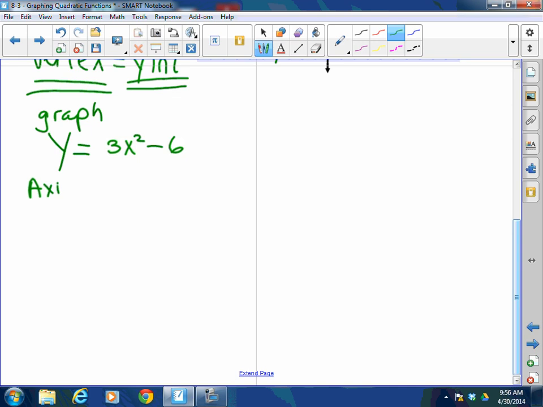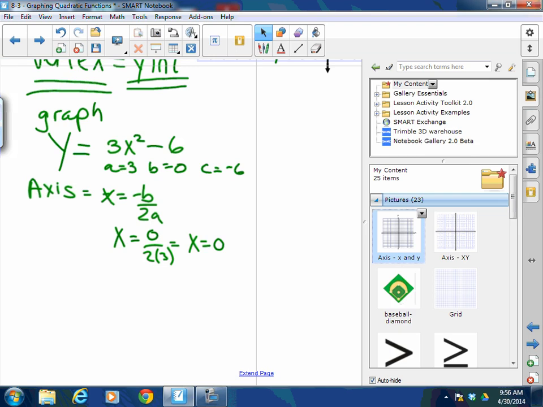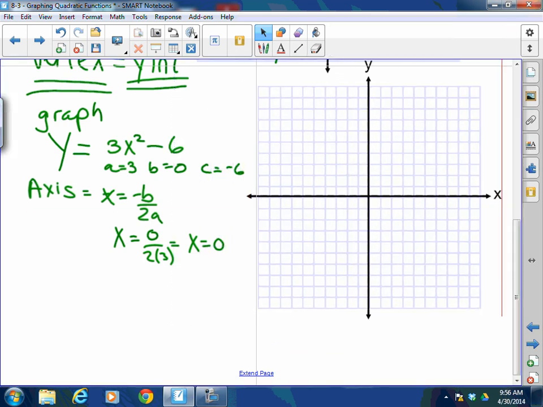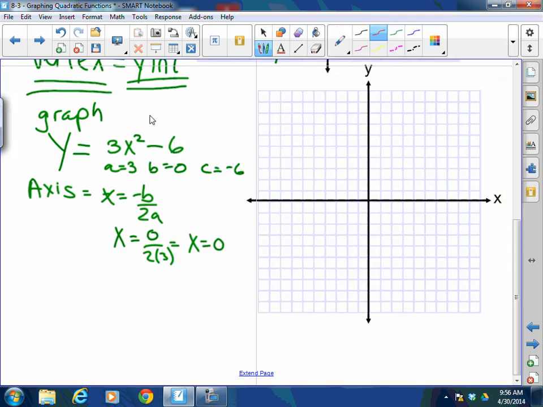What's my axis of symmetry here? x equals negative b over 2a, right? Remember, my a is 3. What does b equal? 0. There is no x term here. What's my c value? Negative 6. So my axis of symmetry is 0 over 2 times 3, so x equals 0, which is right on the y-axis. Is everyone with me?